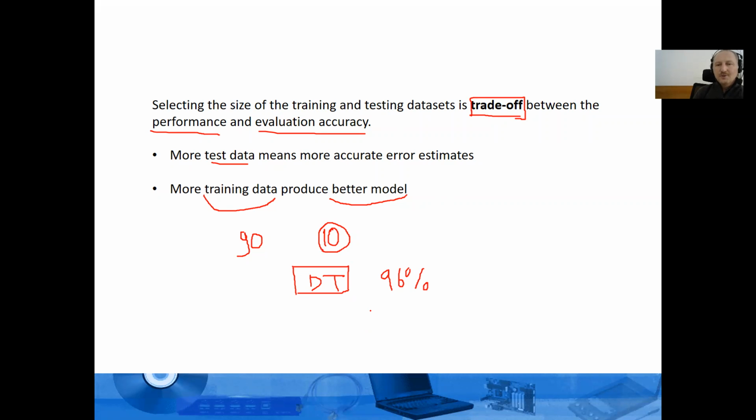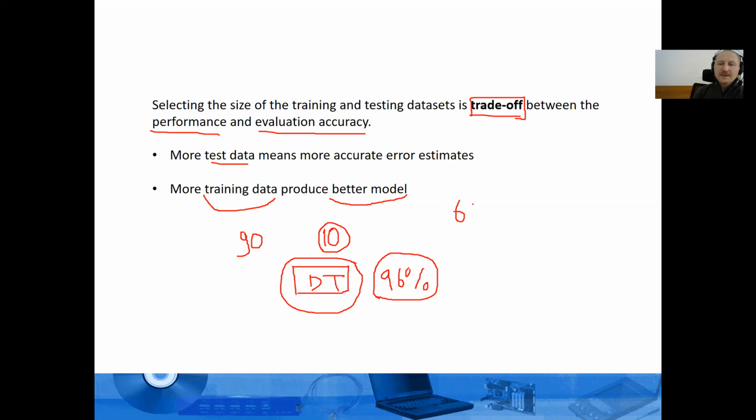Yes, you cannot estimate the accuracy of this model with less test data. You should increase the amount of the testing data. If you want to report its accuracy with confidence, you should use much more test data. Yes.